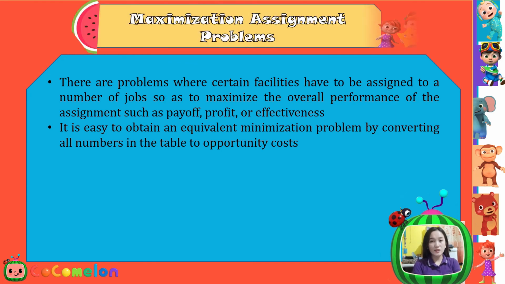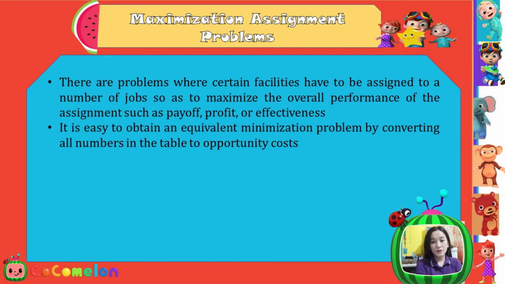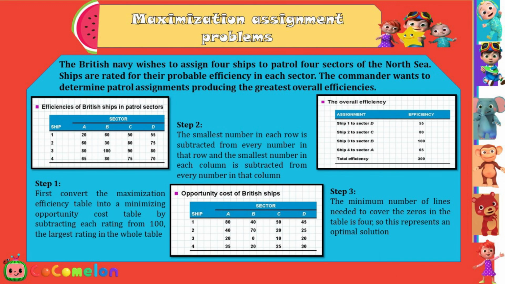Next is the maximization assignment problems. There are problems where certain facilities have to be assigned to a number of jobs so as to maximize the overall performance of the assignment, such as payoff, profit, or effectiveness. It is easy to obtain an equivalent minimization problem by converting all numbers in the table to opportunity cost. For example, the British Navy wishes to assign 4 ships to patrol 4 sectors of the North Sea. Ships are rated for their probable efficiency in each sector. The commander wants to determine patrol assignments producing the greatest overall efficiency.